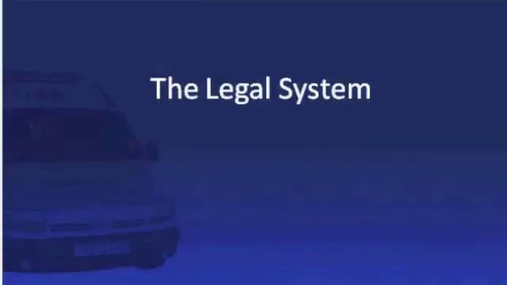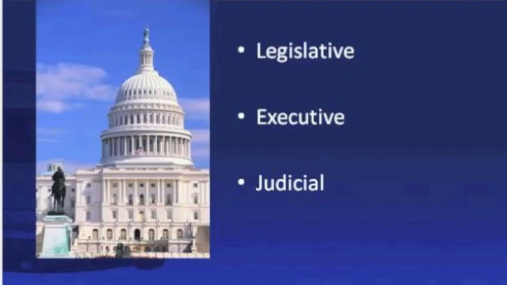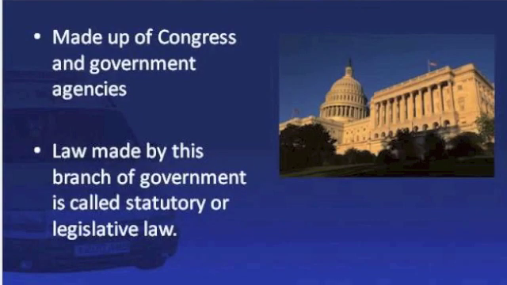Welcome to the legal system. This is going to be a review of the legal system in the United States. We have three branches of government. We have the legislative branch, the executive branch, and the judicial branch.